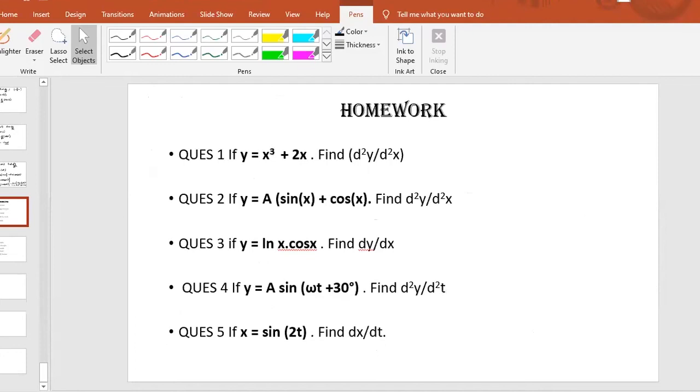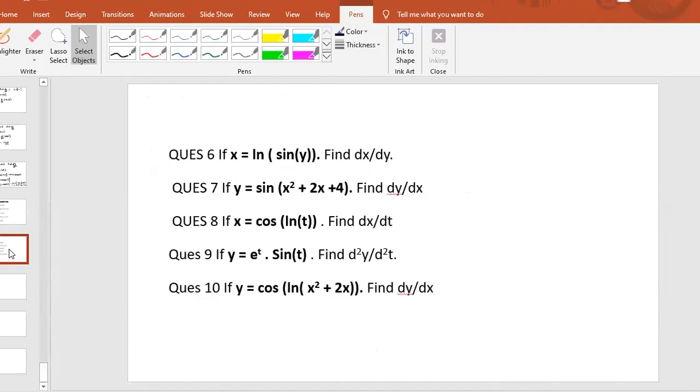Homework. I have prepared 10 questions. Saturday, Sunday no classes will be there, so you can do all the homework. You can take a screenshot, whether you are on mobile, computer, or laptop. The questions are tough, so you have to do it properly.